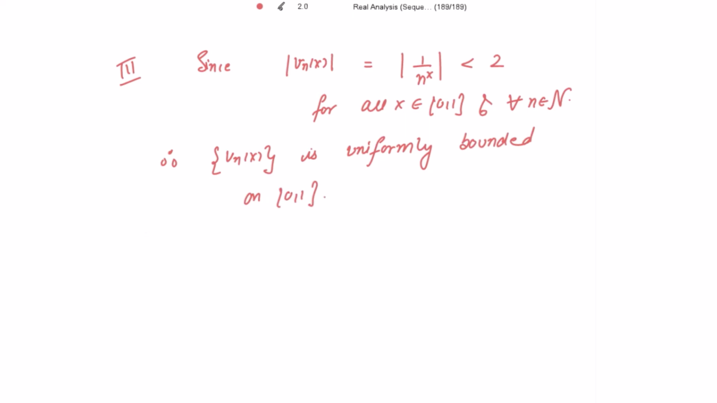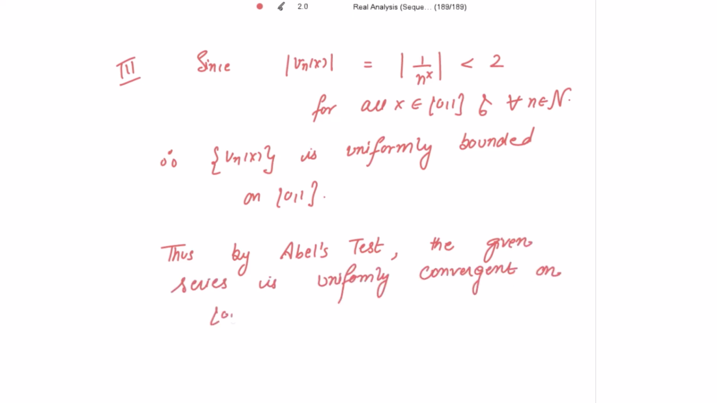So all three conditions for Abel's test have been proved. And when all these conditions are proved for Abel's test, we say that the given series is uniformly convergent. Thus, by Abel's test, the given series is uniformly convergent on the closed interval 0, 1.